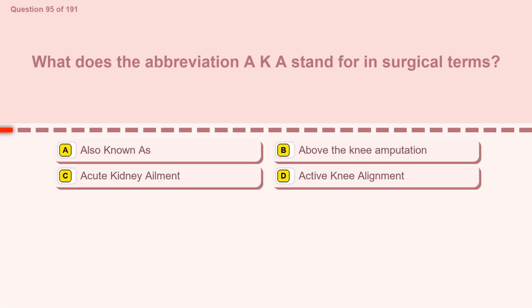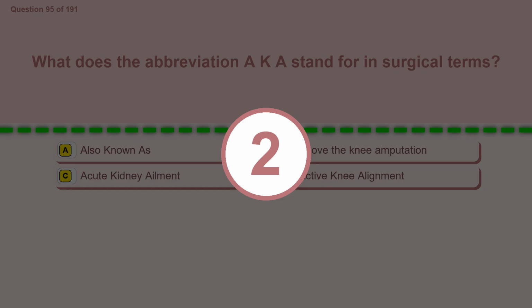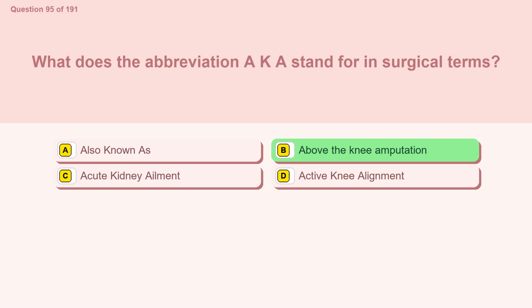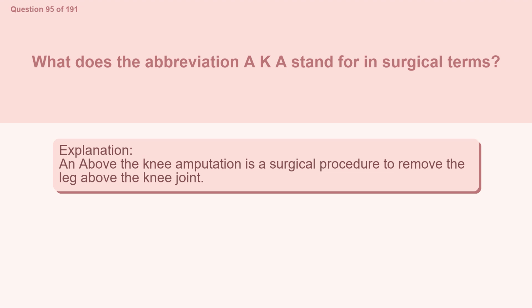Question 95. What does the abbreviation AKA stand for in surgical terms? Option A, also known as. Option B, above the knee amputation. Option C, acute kidney ailment. Option D, active knee alignment. The correct answer is option B, above the knee amputation. An above the knee amputation is a surgical procedure to remove the leg above the knee joint.